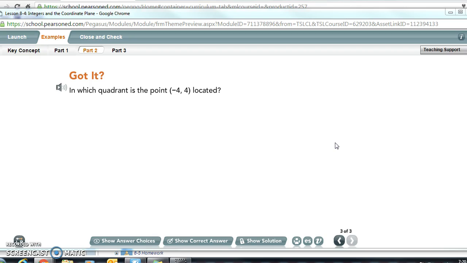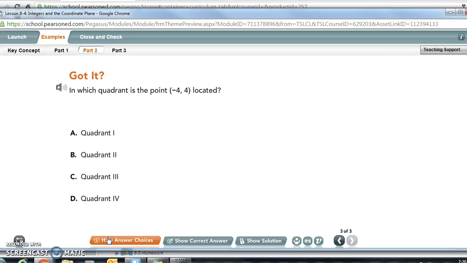In what quadrant is the point (-4, 4) located? So here are your answer choices. Go ahead and decide which quadrant you think that's located in. And then I'm going to have you stop here. So all we did today was part 1 and part 2. Tomorrow in class we're going to discuss part 3 because it is a little bit more challenging. But when you have all your got-its down and your notes are filled out, you are done with your homework tonight.